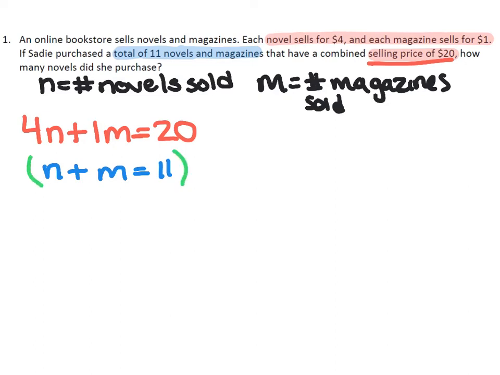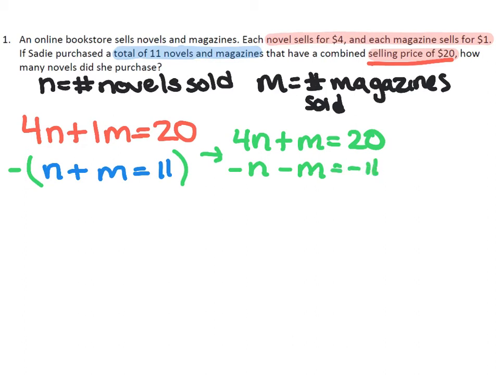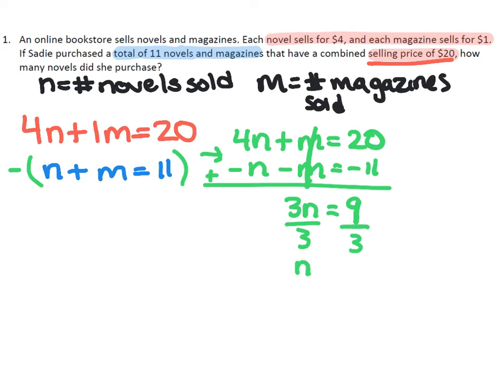So if I multiply the second equation by a negative, my first equation will stay the same. So it's 4n plus m equals 20, and it becomes negative n minus m equals negative 11. Now when I add straight down, the m's cancel, so it becomes 3n equals 9, and divide both sides by 3 to get n equals 3. So there's 3 novels that were sold.